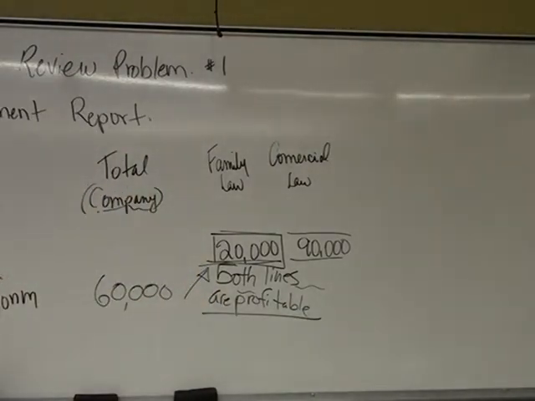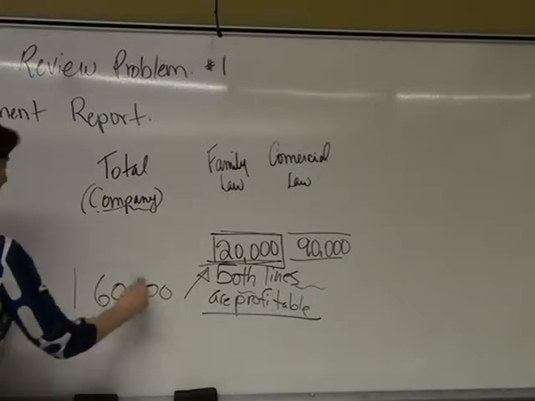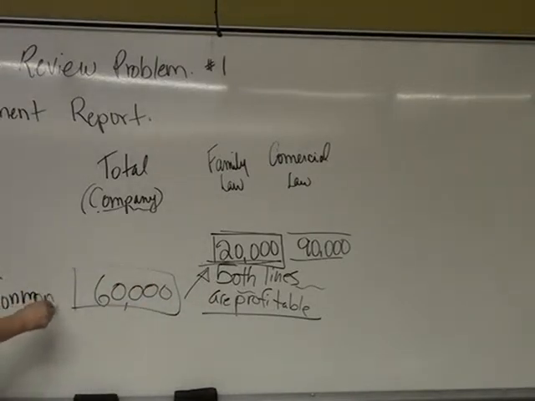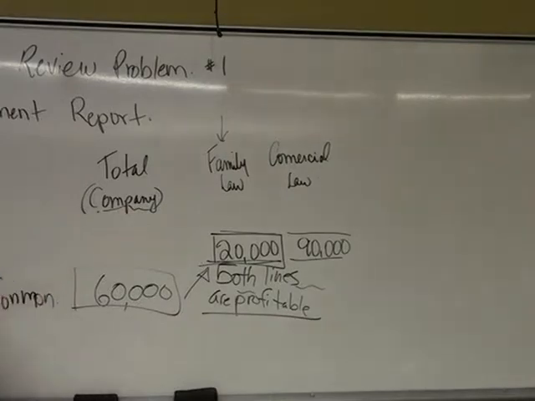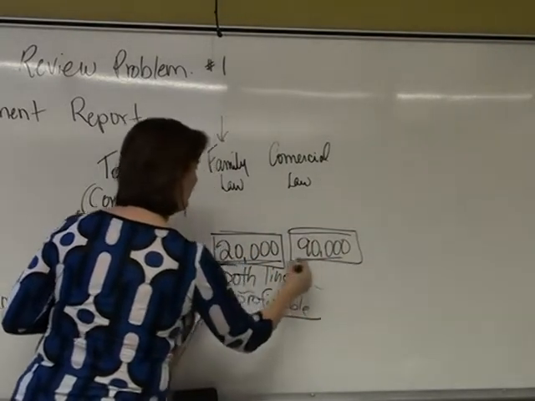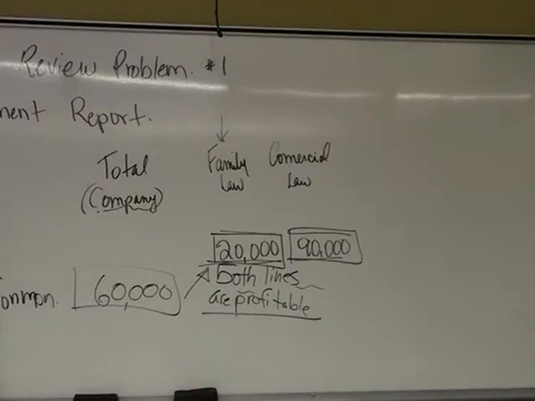So if the question was, should we drop family law? The answer is no, because you don't know that the allocation of the common costs is relevant to this line. Like, this is the important number. Both these lines are profitable. Maybe the answer is we need to look at the common costs we're incurring and possibly reallocate them, possibly cut them down, but this is a profitable segment, so we should not.